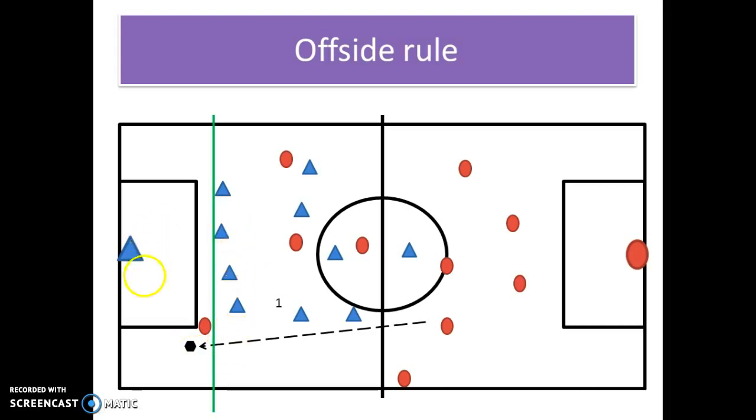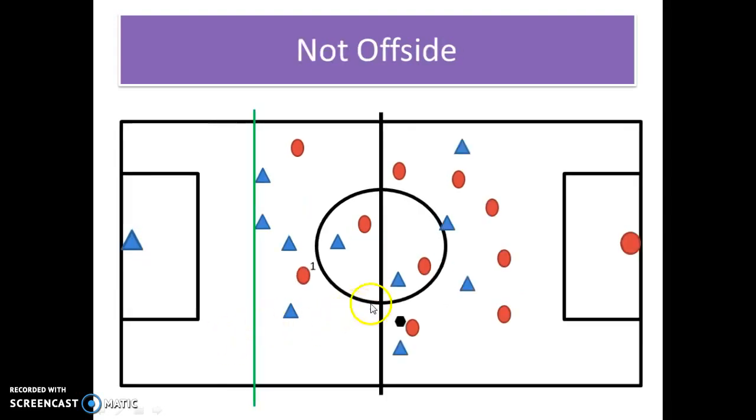The blue triangles are going to get a free kick anywhere along this green line, and then play will resume after that. So here's another example. Red still has the possession down here, and player 1 is still right here. So in this example, we're going to be showing a not offsides, or a legal run that he makes.